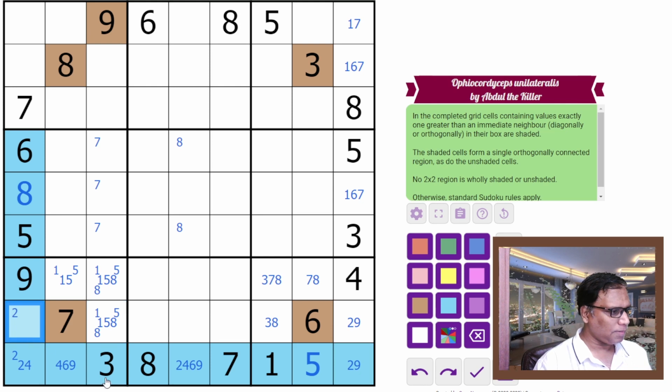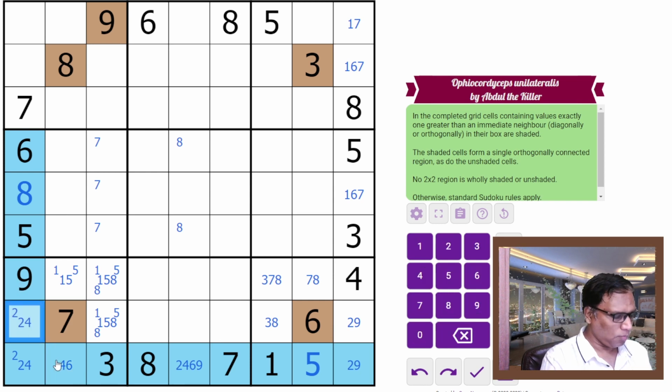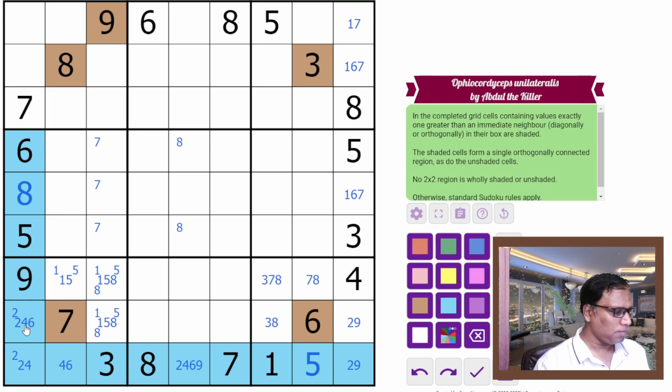And this is, oh, that can't be 9. My bad. 9 is already there. And that's 2 4 6, right? Can't be 6. So this is 2 4, 2 4 now. What is happening? Yeah, so that is 2 4, 2 4.